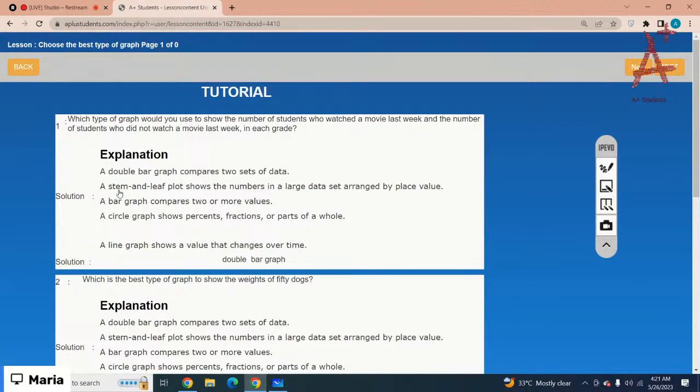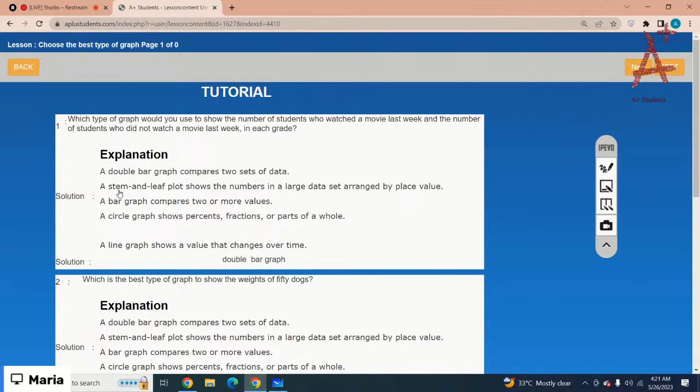Okay, a double bar graph compares two sets of data. So whenever you have to compare two sets of data, you can use a double bar graph. A stem and leaf plot shows the numbers in a large data set arranged by place value. Whenever you have a large data set, you can use the stem and leaf plot. A bar graph compares two or more values. A circle graph shows percent, fractions, or parts of a whole, and a line graph shows a value that changes over time. Got it?